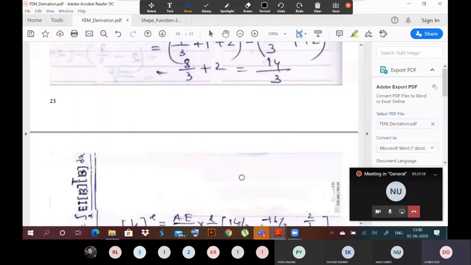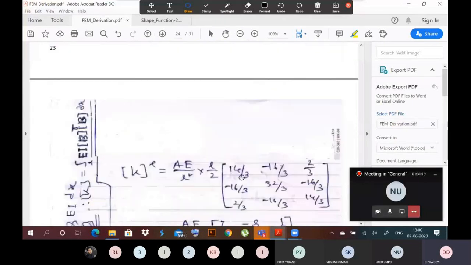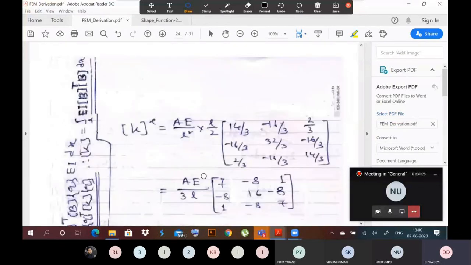You don't have to remember this equation. You can derive it, but you should know how to derive it. You don't have to remember these terms. If you are asked to solve any problem, this matrix must be given. So we have derived the stiffness matrix for a 3-noded bar element.